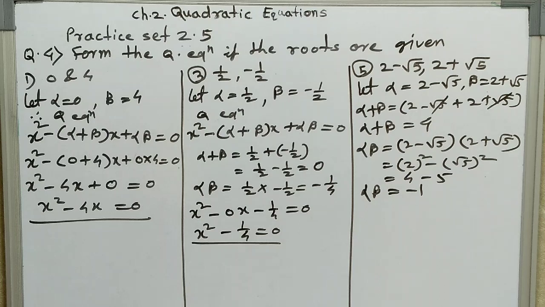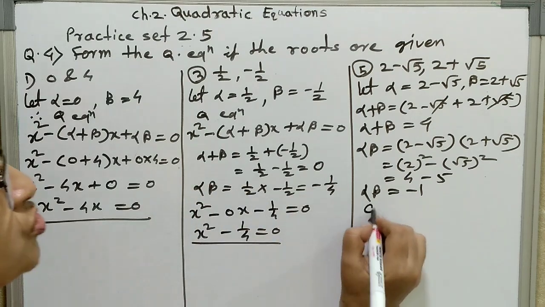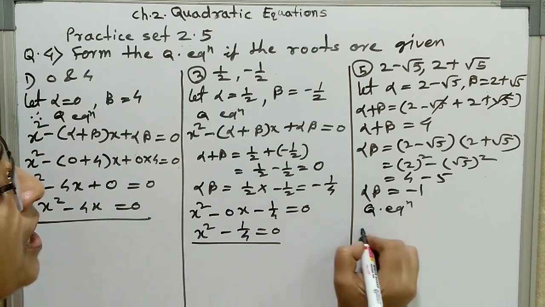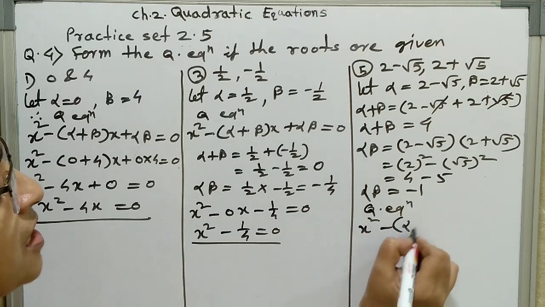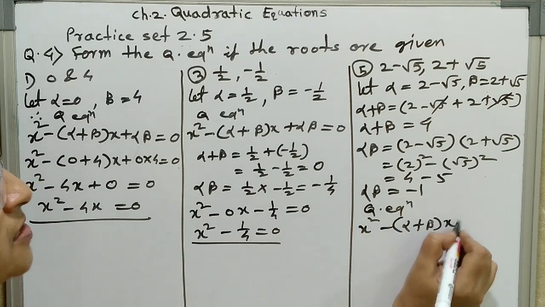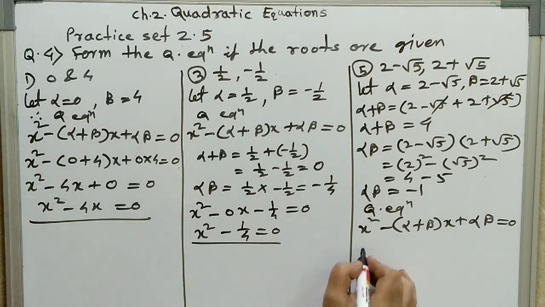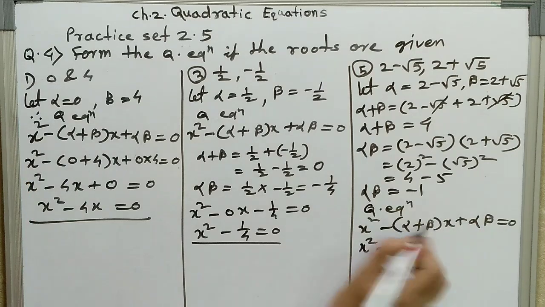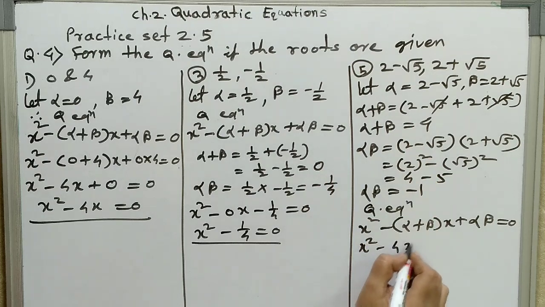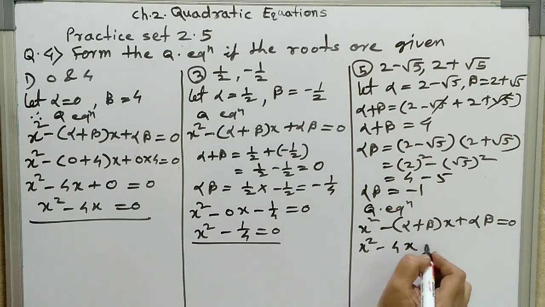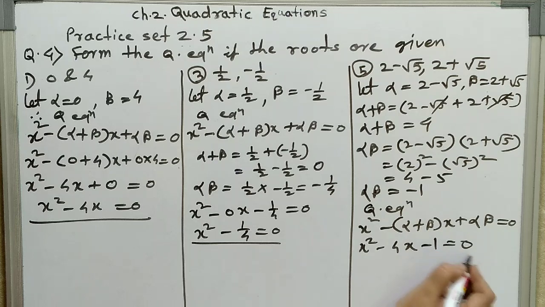Now put this value in our required equation. So quadratic equation x square minus alpha plus beta x plus alpha into beta is equal to 0. So x square minus alpha plus beta is 4, so 4x, and here alpha into beta is minus 1, so minus 1. So this is our required equation.